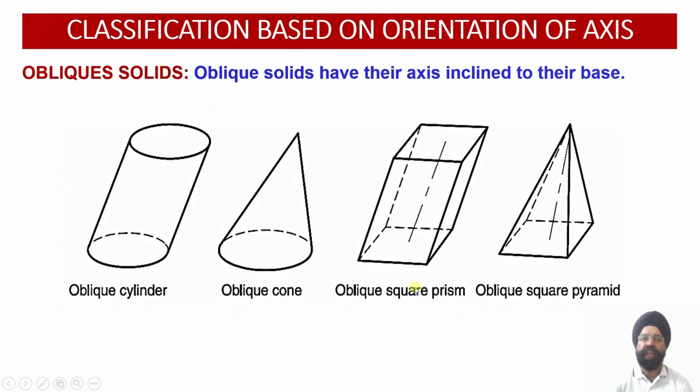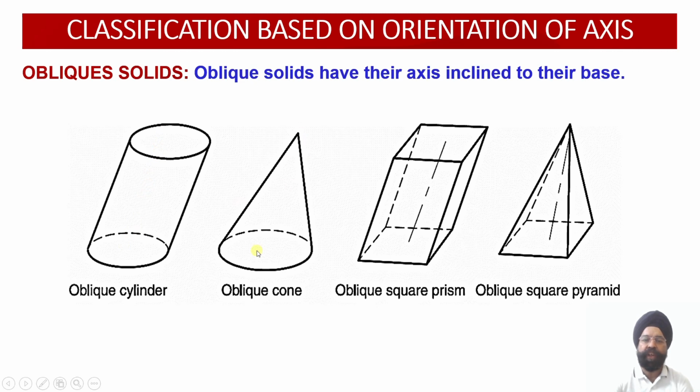Now let's move on to the oblique solid. The oblique solids are the ones which have their axis inclined to their base at an angle other than 90 degrees. These solids are not standing upright; they do not have their axis at an angle of 90 degrees. Their axis is inclined with respect to their base at an angle other than 90 degrees. So this is the oblique cylinder.